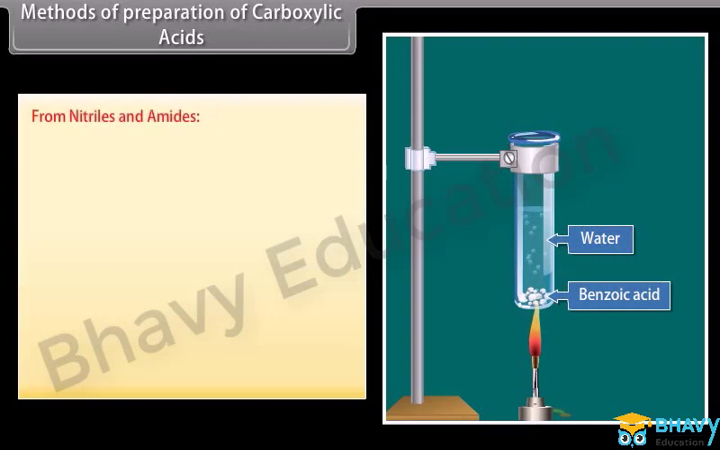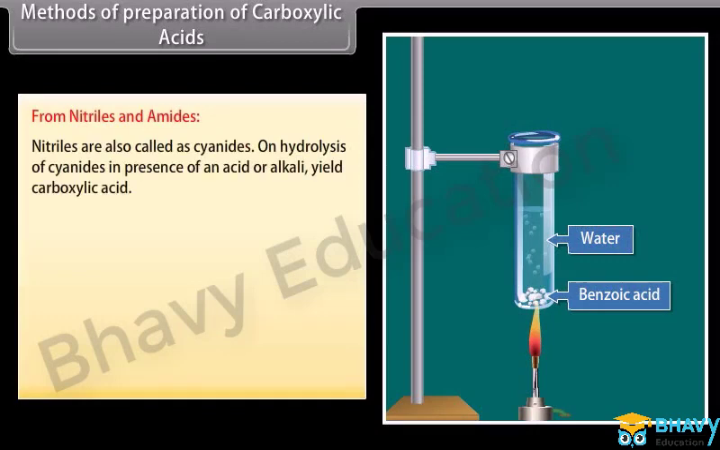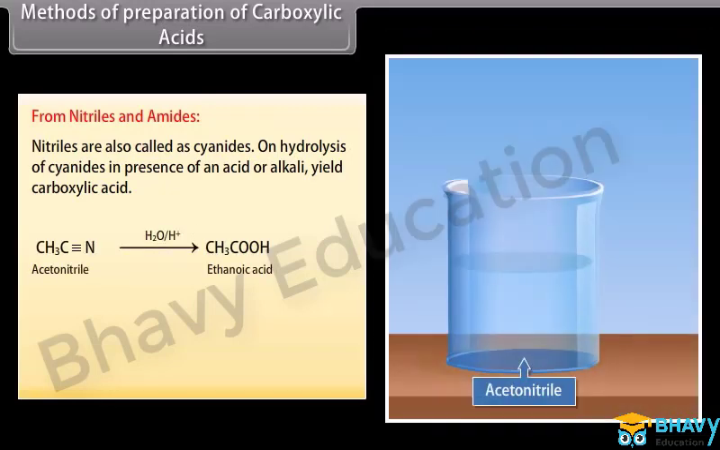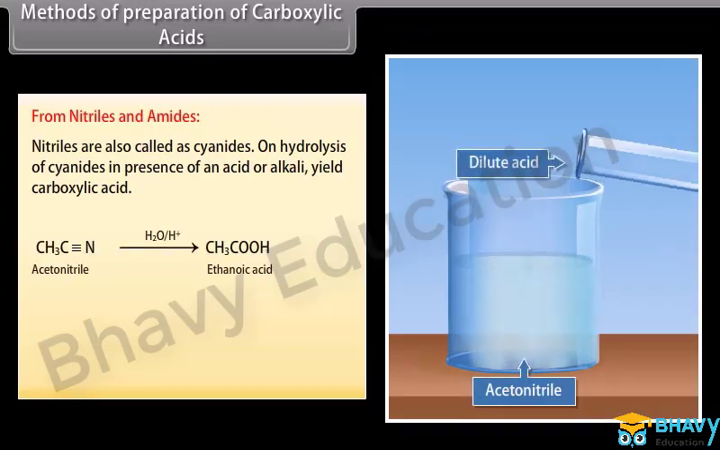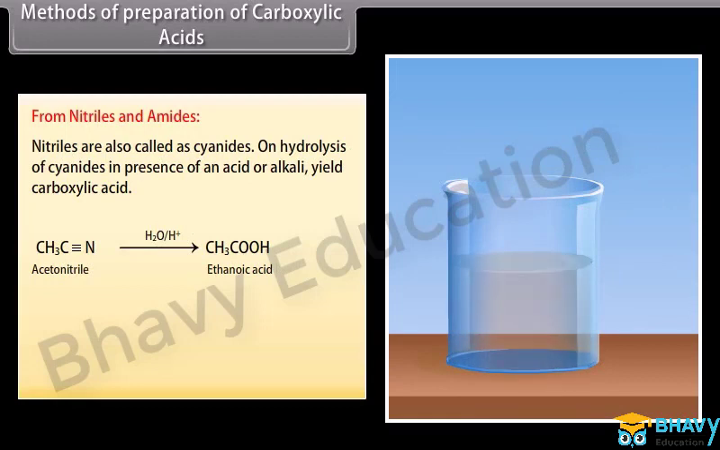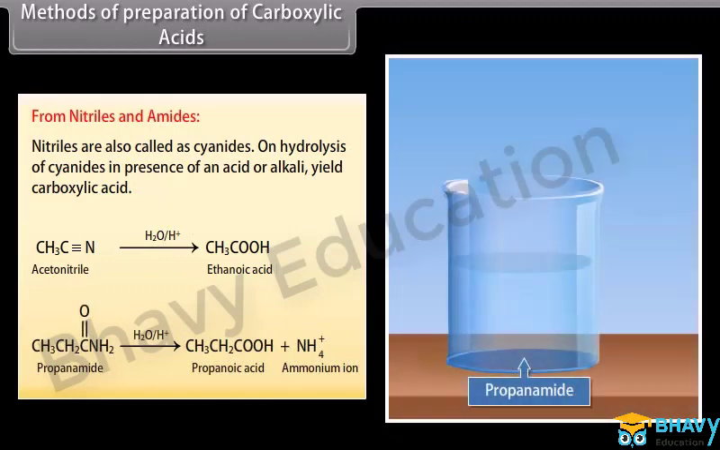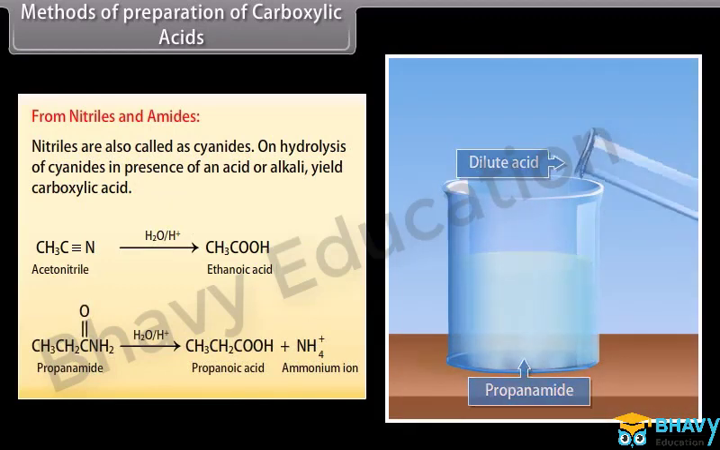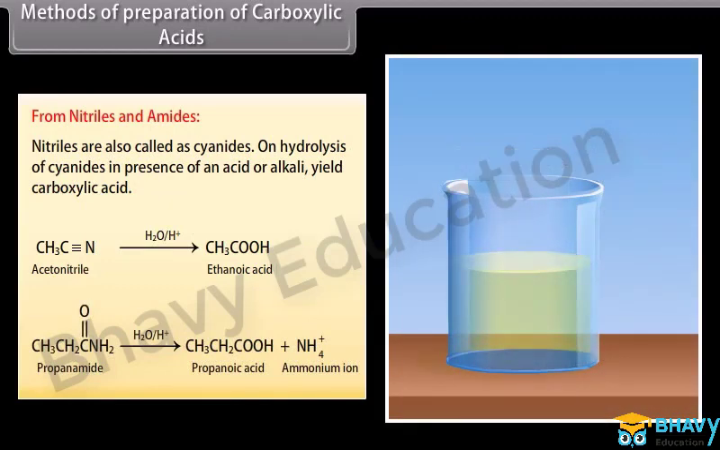From nitriles and amides. Nitriles are also called cyanides. On hydrolysis in the presence of an acid or alkali, cyanides yield carboxylic acids. Hydrolysis of acetonitrile in the presence of an acid forms ethanoic acid. On hydrolysis of propanamide in the presence of an acid, it forms propanoic acid and ammonium ion.